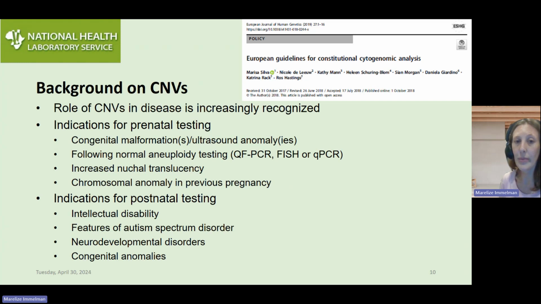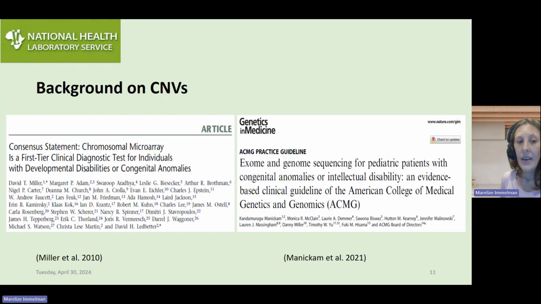any congenital anomalies. In 2010, microarray analysis was considered the first-tier clinical diagnostic test for individuals with developmental disabilities or congenital anomalies. And then in 2021, the American College of Medical Genetics and Genomics guideline now recommends exome and genome sequencing for pediatric patients with congenital anomalies or intellectual disability.